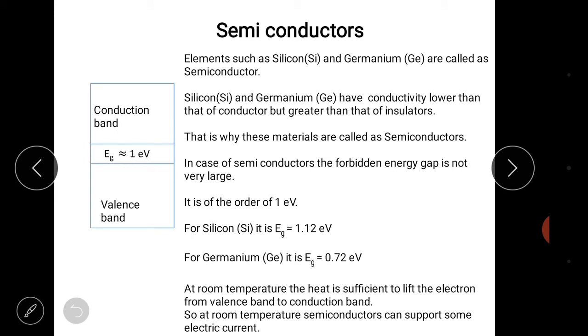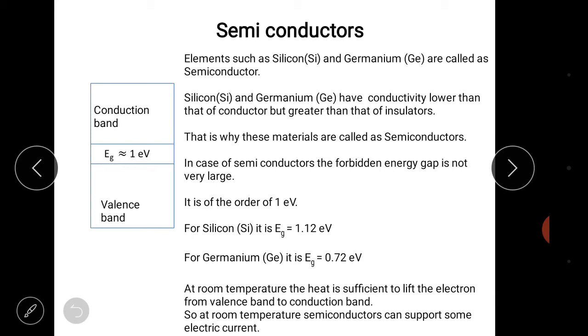Now we will study the semiconductors. Elements such as silicon and germanium are called semiconductors. Silicon and germanium have conductivity lower than that of conductors but greater than that of insulators. That is why these materials are called semiconductors.